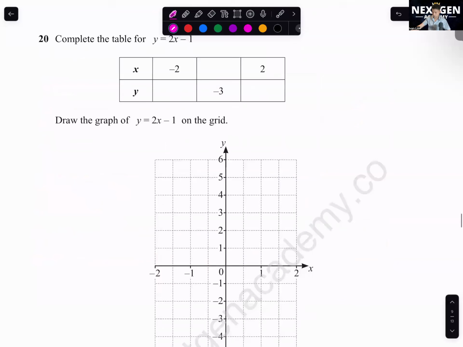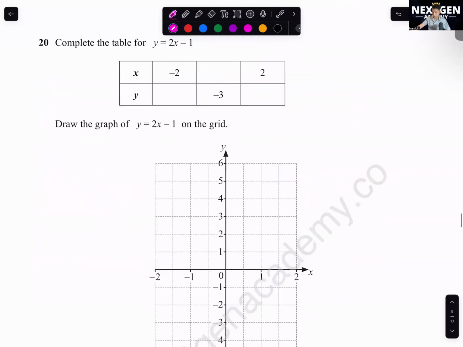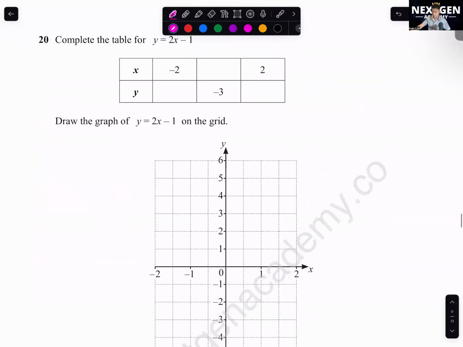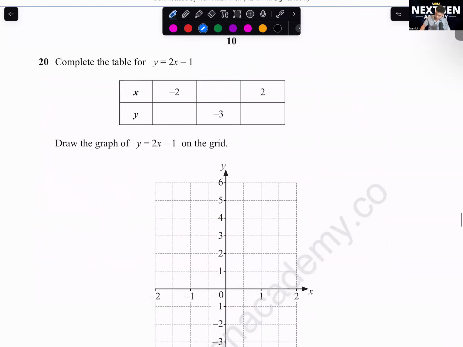Let's quickly finish this out. Draw the graph of y equals 2x minus 1 on the grid. So we need to calculate the x and y values first. Okay, number 1, and then number 2. Sorry, don't put 1, 2, 3, put A, B, and C over here. The first one, we'll do y equals 2 times minus 2 minus 1. This will be minus 4 minus 1, which is equal to minus 5.